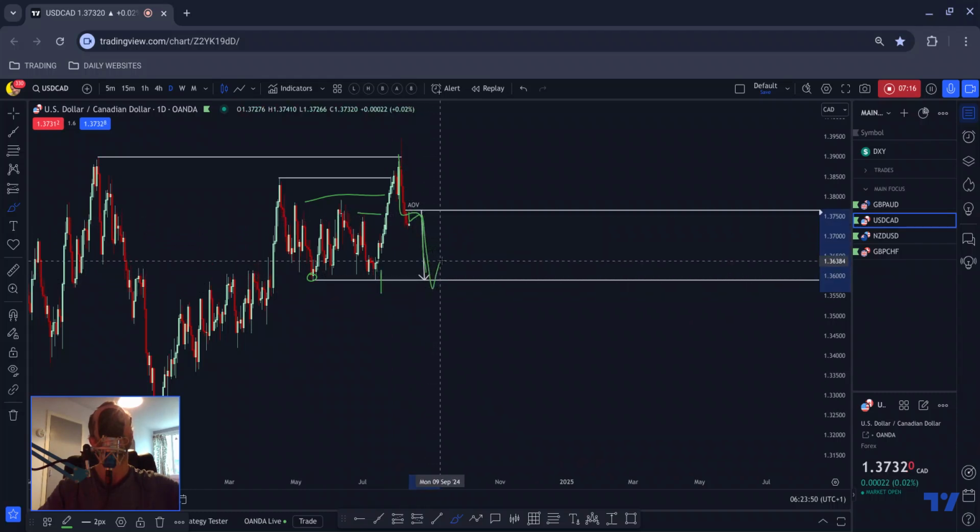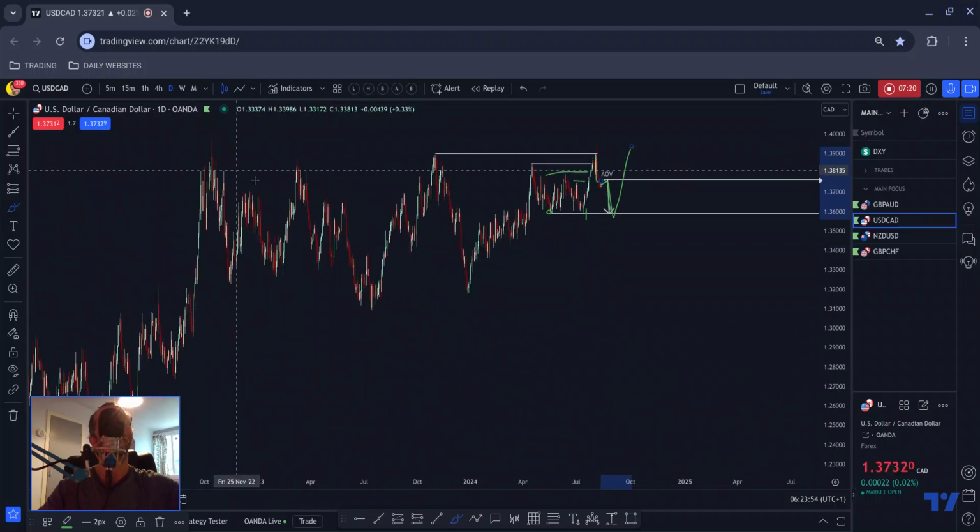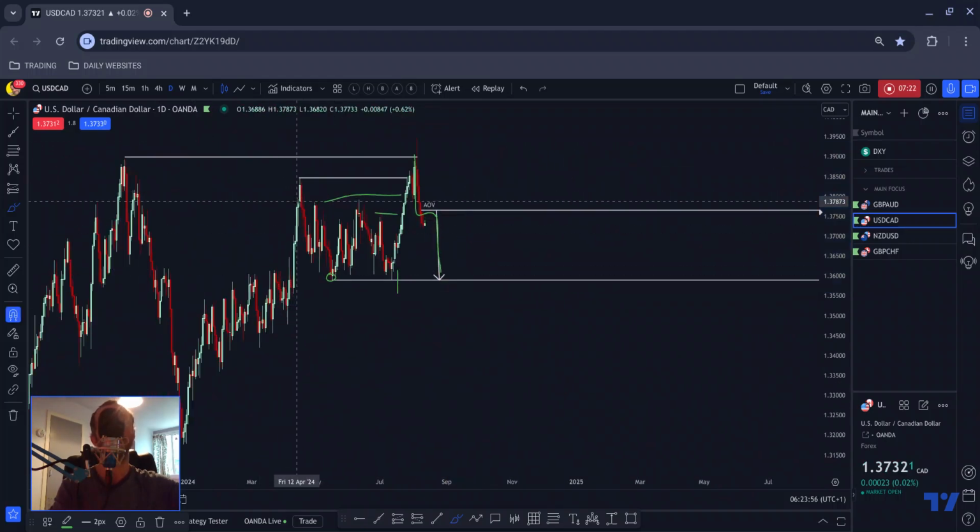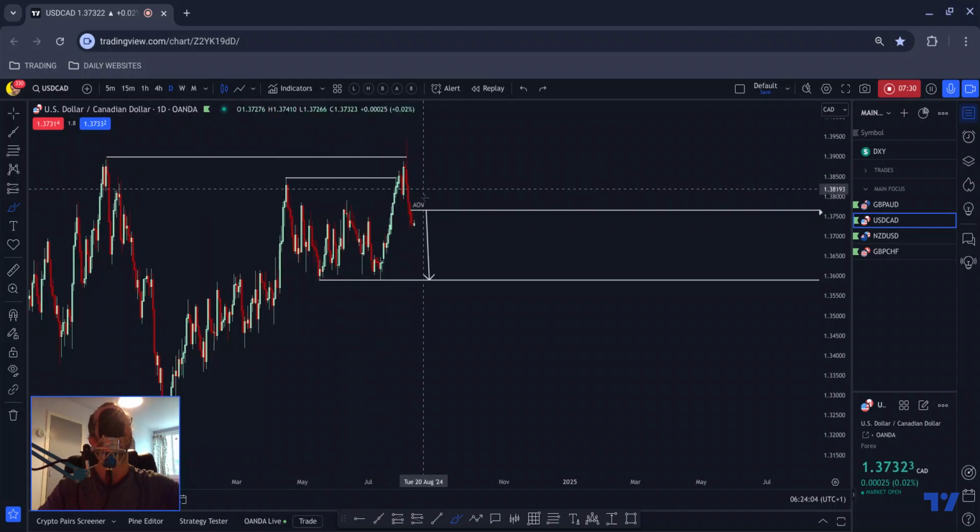And then potentially, who knows, potentially from there, we move higher to take out that high that we near missed too. But we don't need to know, as Mark Douglas said, what's going to happen next in all scenarios to make money. We just need to know how to manage risk. And this gives us a good opportunity to manage risk, in my opinion and experience.